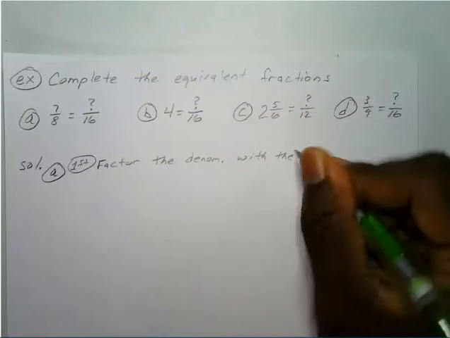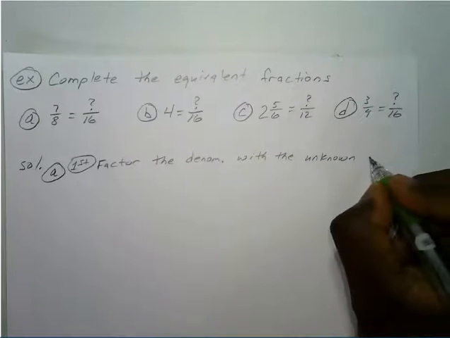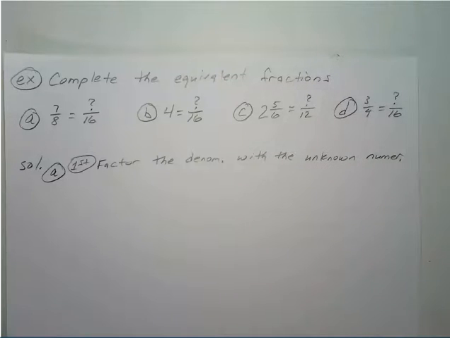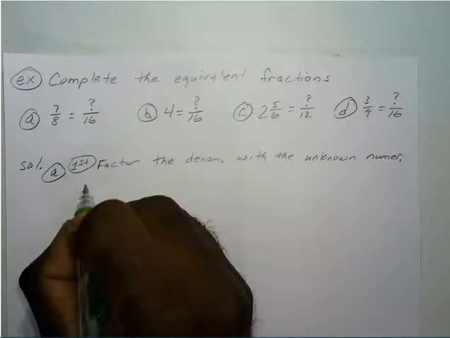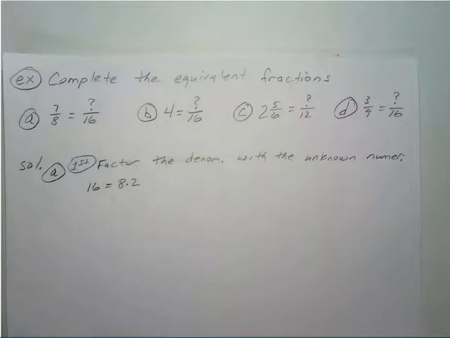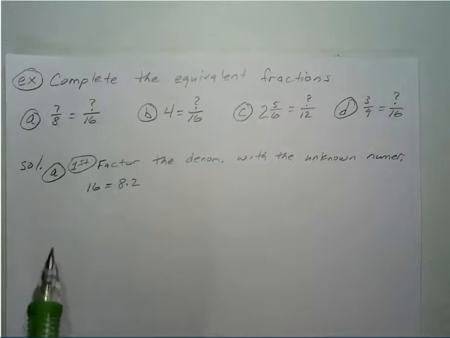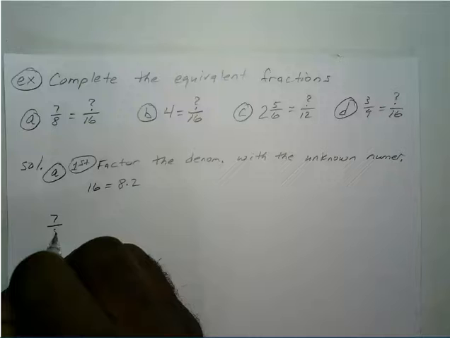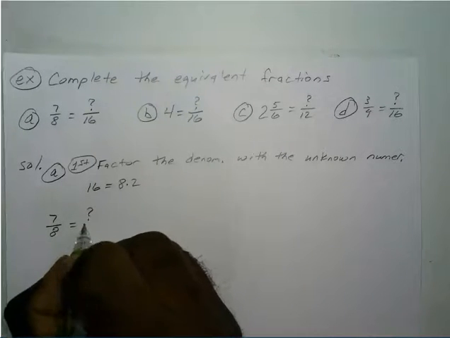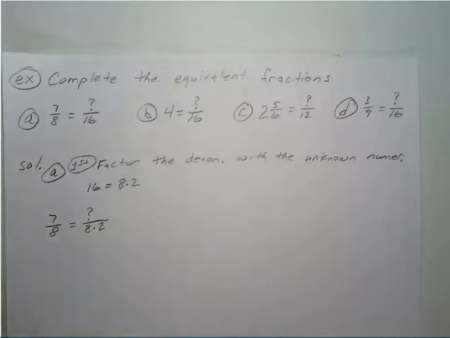Factor the denominator with the unknown numerator. Now you don't have to factor it completely, and I'll show you what I mean by that. So we know that 16 is equal to 8 times 2. We're going to leave it like that because it matches this one. We have an 8 here, we have an 8 here. So that means your 7 over 8 is equal to some unknown, and instead of 16, we're going to write it as 8 times 2.